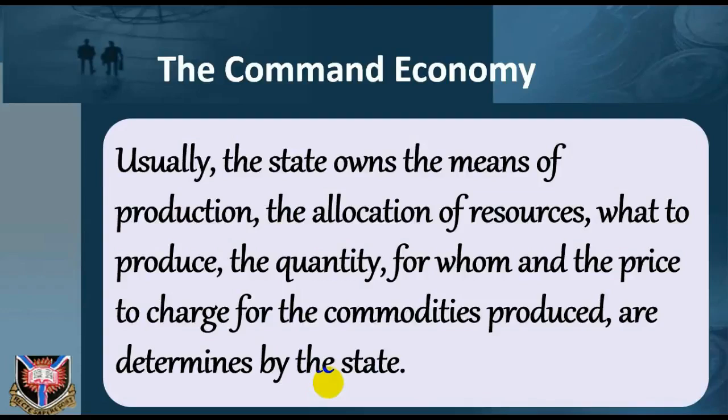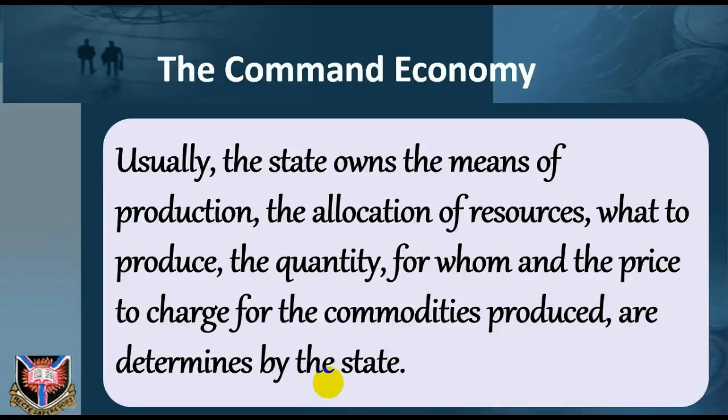In most cases, goods are distributed to people via rationing by coupon. Weekly or monthly coupons are given out to households to enable them purchase fixed quantities of commodities at certain prices.